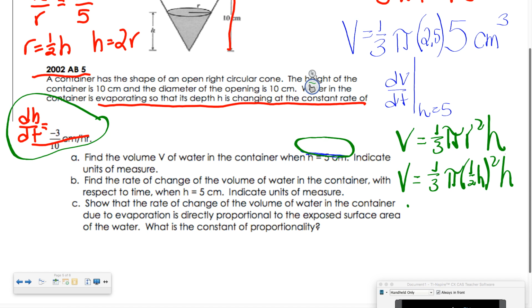whoa, Peter, what you doing there? 1/3 pi. What's 1/2 h squared? I got to square the 1/2. What's 1/2 squared? Nope, 1/2 times 1/2. What's half of a half? A quarter?